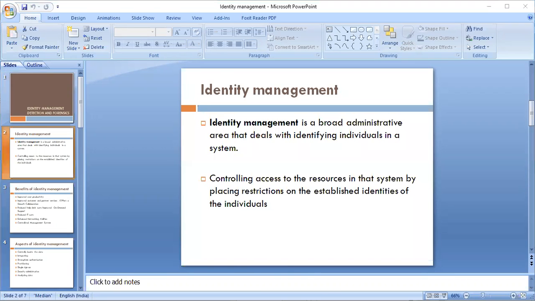So when we are talking about identity management, what actually is identity management? Basically, we are going to authenticate and authorize our users, whether they are authorized and authenticated or not. This is one primary task of identity management. Identity management is a broad administrative area that deals with identifying individuals in a system and controlling access to the resources in that system by placing restrictions on the established identities of the individual.